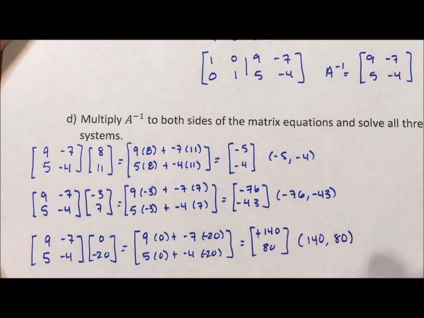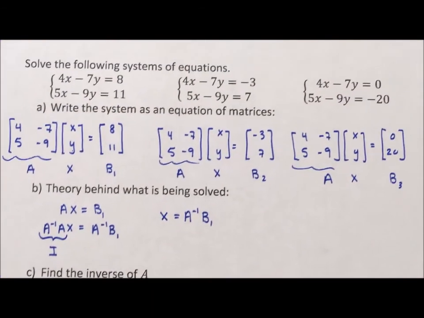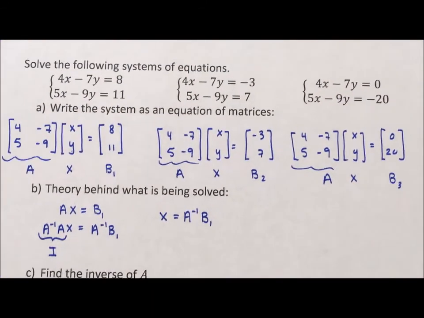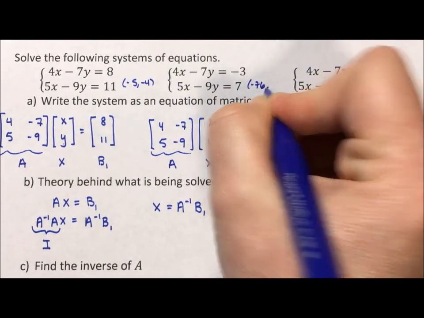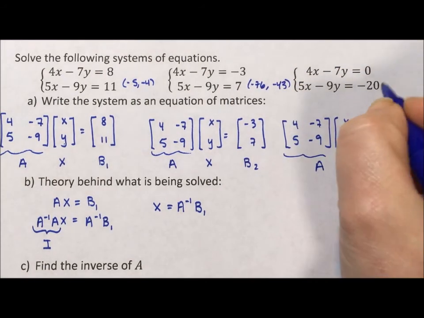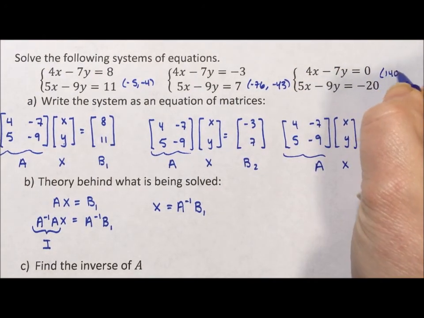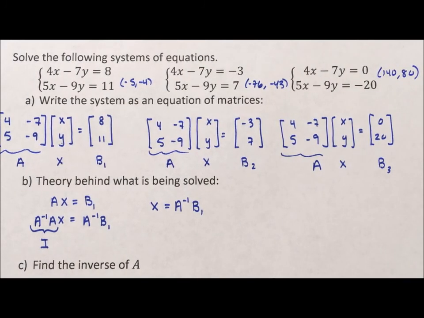So now we have the solution to all of these. We come back to our original equations. This first one is -5, -4. The second one is -76, -43. And this last one is 140, 80. And just like that, we have solved 3 systems of equations.